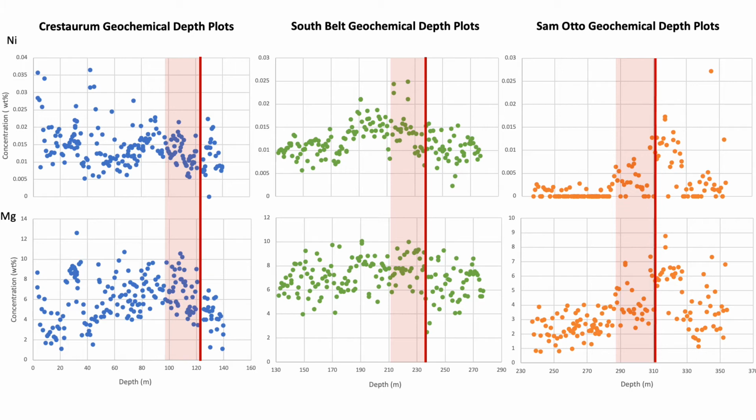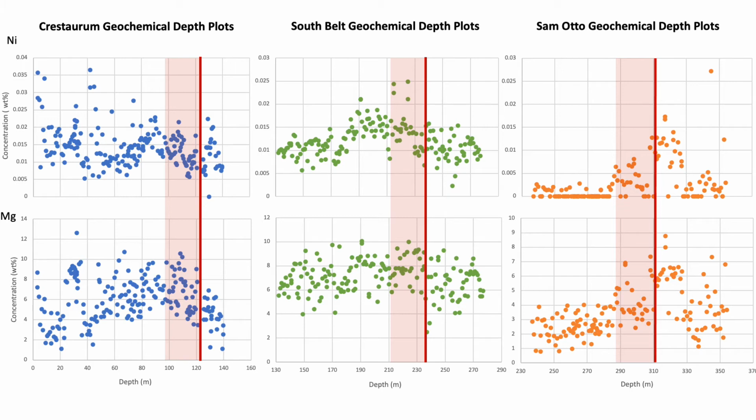Crestaurum, which once again is hosted within the CAM mafic volcanics, is represented by the blue data on the left. South Belt, which is also hosted within the CAM mafic volcanics, is represented by the green data in the middle. And finally, Sam Otto, which is hosted within the Banting intermediate to felsic volcanics, is represented by the orange data on the right.